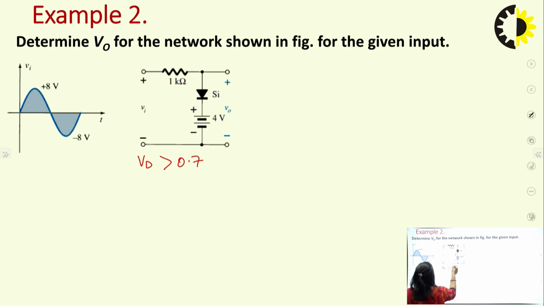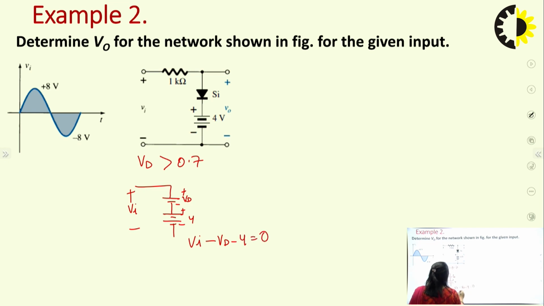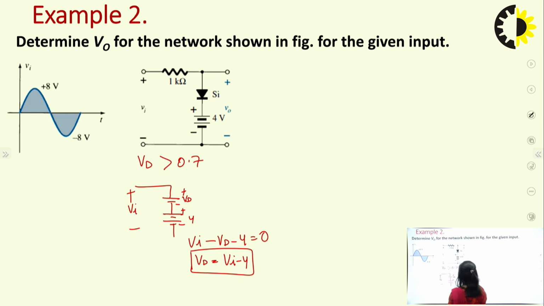Okay, now we have to find the value of Vd. For finding the value of Vd, we can use this technique. We can apply KVL here. So Vi minus Vd minus 4 is equal to 0. So Vd would be equal to Vi minus 4. We have obtained the value of Vd as Vi minus 4. We know Vd must be greater than 0.7. Only in that condition will our diode be in the conducting state.